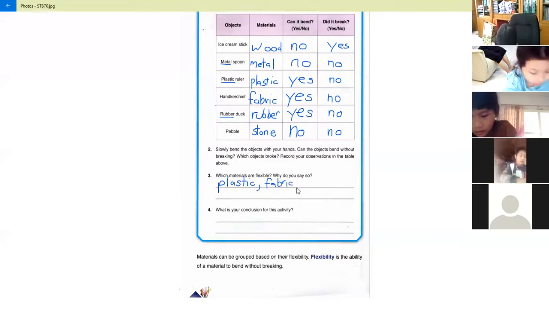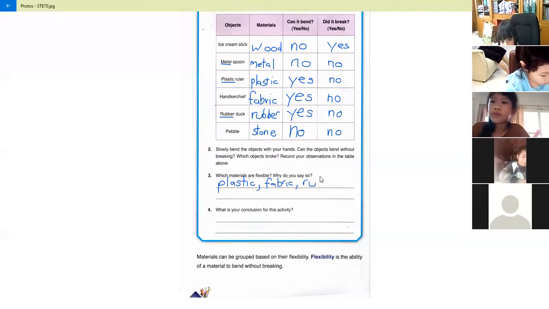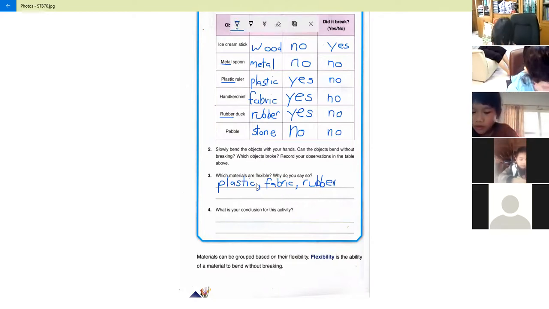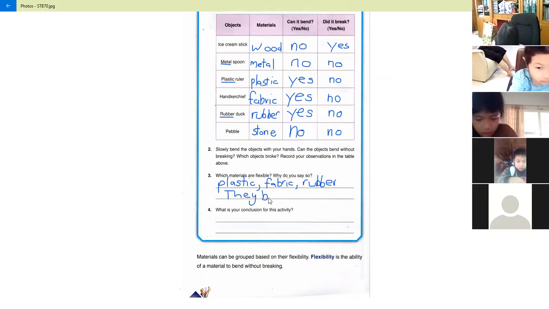And the last one that was flexible was the rubber duck, and it's made of rubber. R-U-B-B-E-R, rubber. What did you say? Bent. Say bent. Bent.